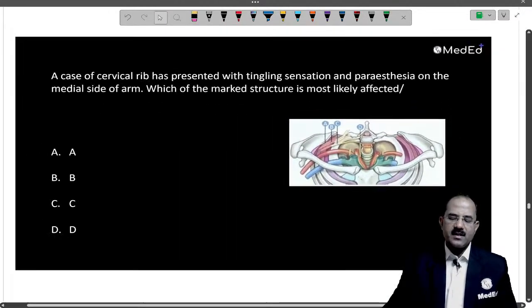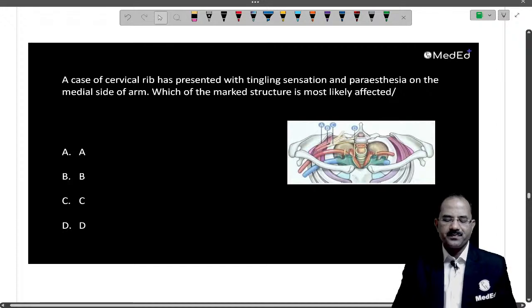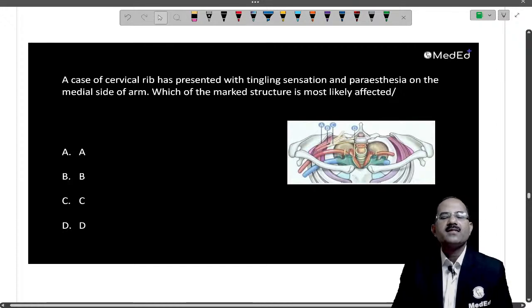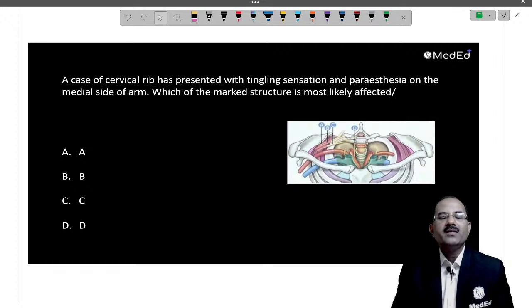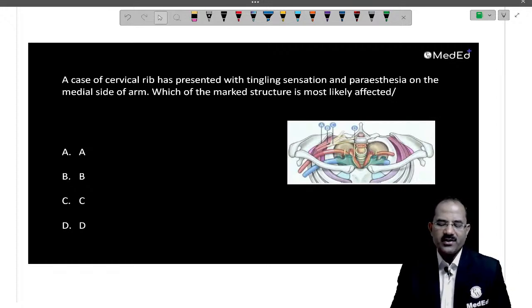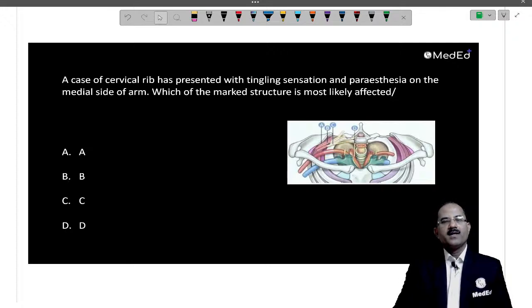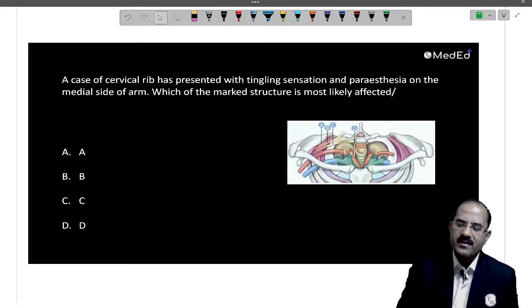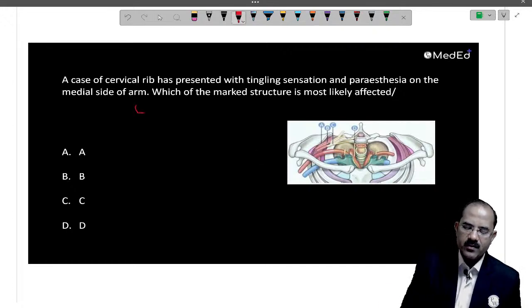Students, answer this. A case of cervical rib presents with tingling sensations and paresthesia on the medial side of the arm. Which of the following structures is most likely to be affected? On the medial aspect of the arm there is paresthesia. Which nerve is that? That's the medial cutaneous nerve of the arm.